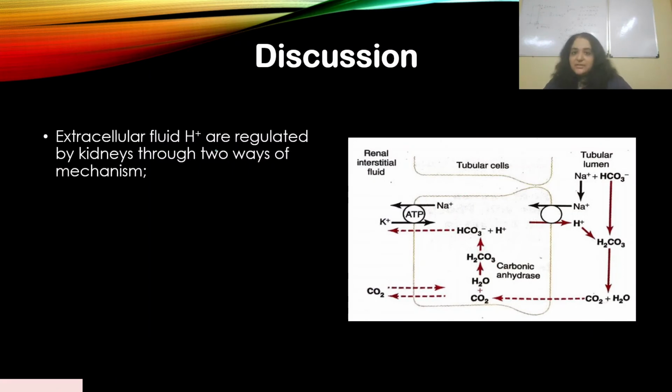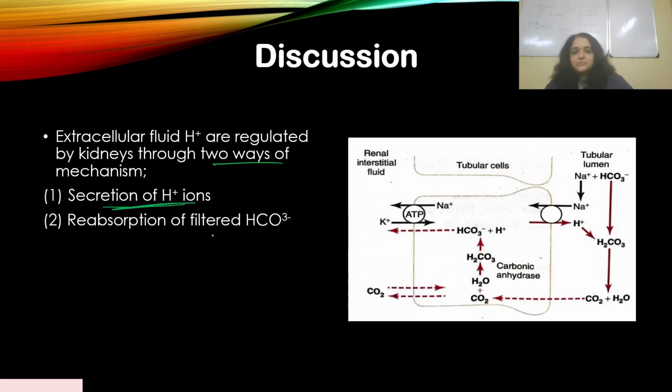So when extracellular fluid contains H plus ions, they're regulated by the kidneys in two ways. I've already briefed you on that. There's secretion of H plus ions, and in return there's reabsorption of filtered bicarbonate ions. So bicarbonate ions are present over here in the filtrate. But there is a mechanism by which these bicarbonate ions get reabsorbed back into the blood.